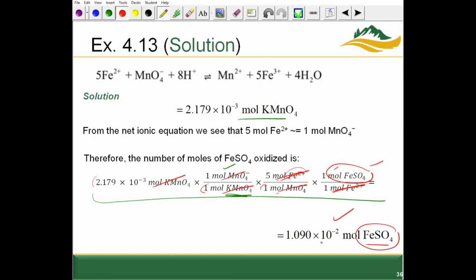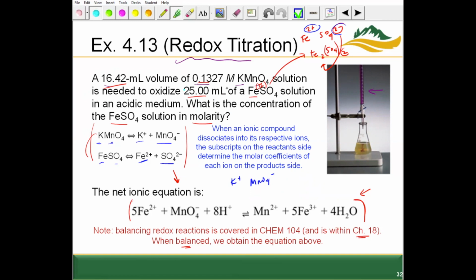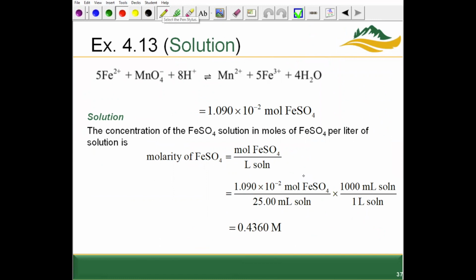So 1.090 times 10 to the negative 2 moles. Then to finish this out, we do have 25 mL of that solution. So now we can divide the moles of iron(II) sulfate by the total volume to get our molarity. So we're going to take this many moles of iron(II) sulfate divided by the total volume, of course converting this into liters. For every 1,000 mL, there's 1 liter. So mL and mL cancel out, leaving just moles per liter. And really importantly, moles of iron(II) sulfate per liter of solution is our molarity.